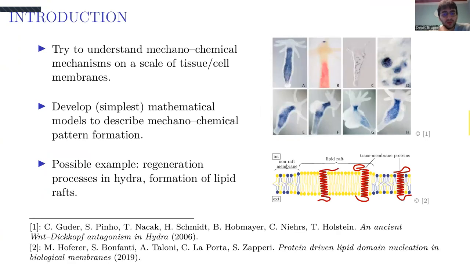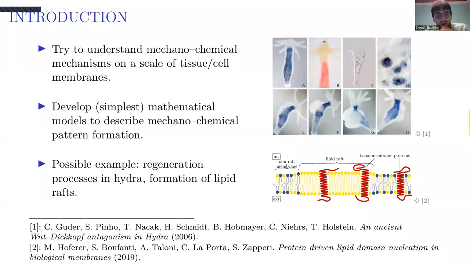Okay, let me introduce the topic. As part of my PhD thesis, I try to understand mechanochemical mechanisms on very small scales, basically on scales of tissues for biological organisms such as hydra, which you see in the first figure, or even tinier cell membranes, on scales of micro to nanometers. If you look at those models, most of them have a lot of parameters you can change, which give rise to very complex and complicated structures and phenomena.